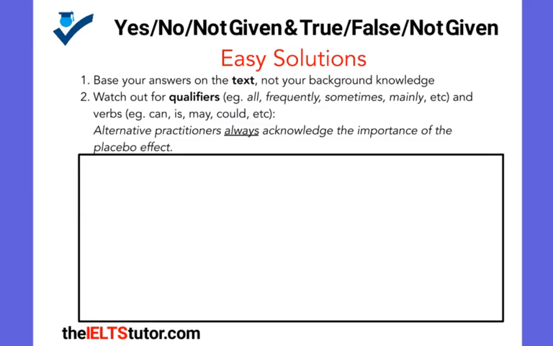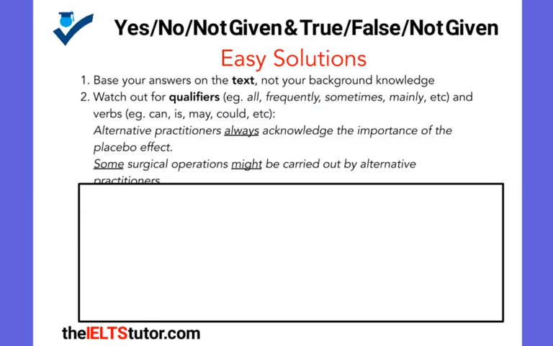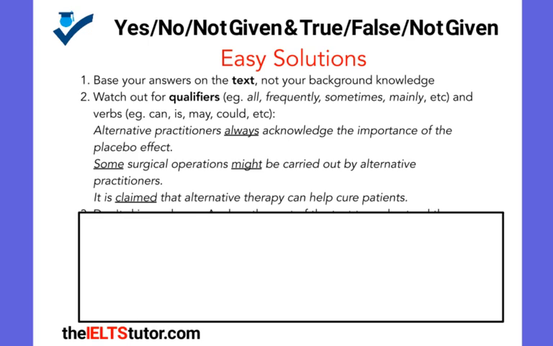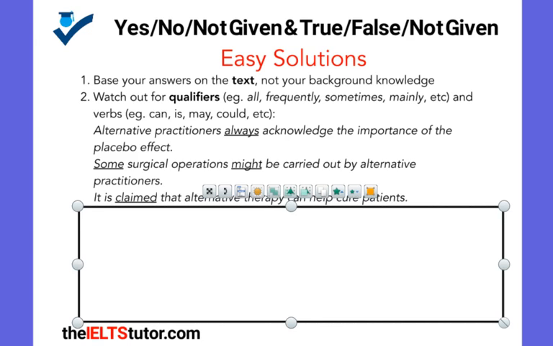Let's take a look at some examples here of certain statements. Starting with the first one. Alternative practitioners always acknowledge the importance of the placebo effect. Now, if this is given in the statement, you have to pay careful attention to the word always. If the text has a very similar sentence to this, but with the exception of the word always, and it could be something like sometimes acknowledge the importance, or at times, and so on, this meaning then would not match the words in the text.